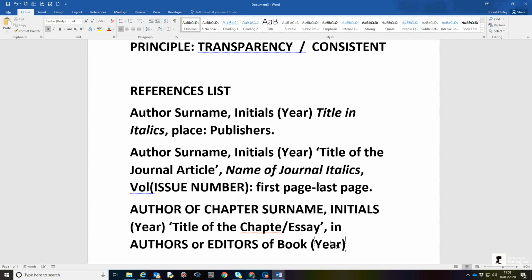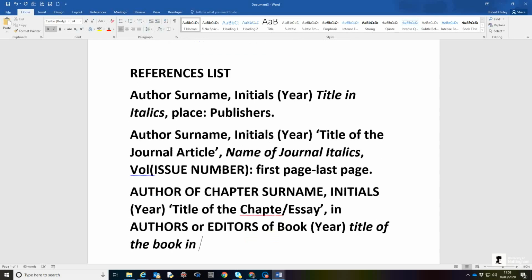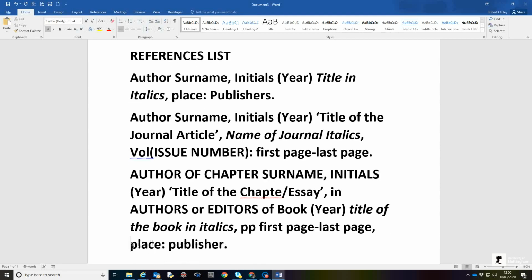You put the year again, don't know quite why, but you do. You put the title of the book in italics, then you put the place and publisher. Some people also put the page numbers, so first page and last page, not of the book, but of the essay. So that just means that I could literally go to the book, find it. So that's pretty much everything you would need to reference.